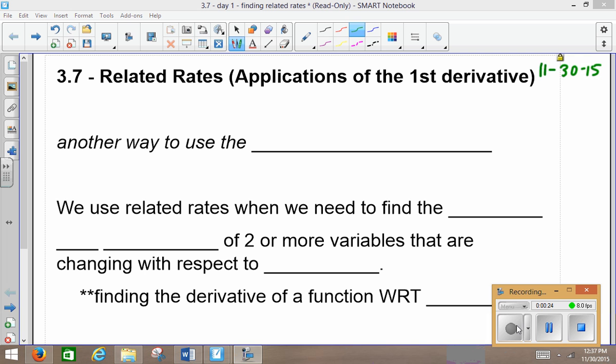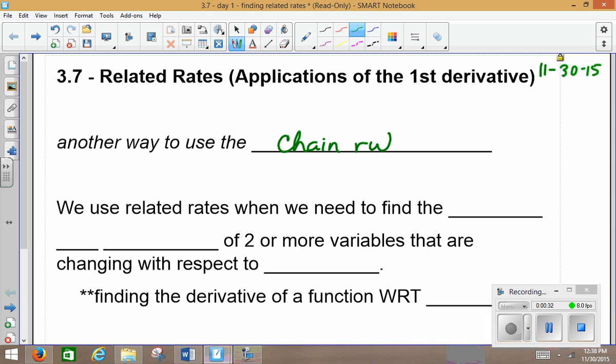What does that mean? I don't know how you put that in a definition, but it's another way we're going to use the chain rule. It's also another way that we're going to use implicit differentiation.